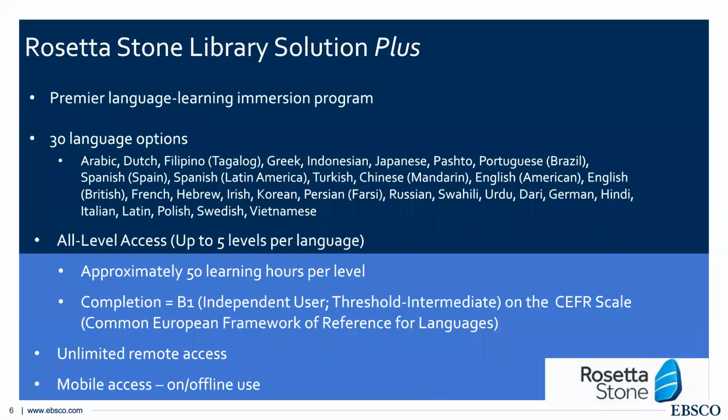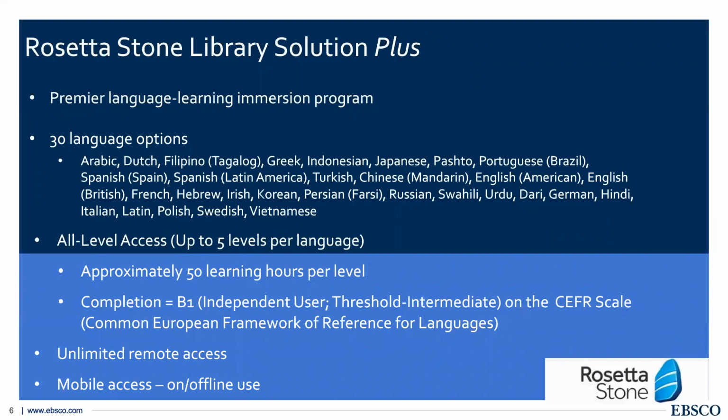All right, so I'm going to start out by providing an overview of what Rosetta Stone is. It is the premier technology-based language learning immersion program. You have access to the institutional platform for libraries, which is branded as Rosetta Stone Library Solution Plus. With this subscription, your patrons have access to over 30 language options with all level access. Many languages have up to 5 levels of access. Each level amounts to approximately 50 hours of learning per user.